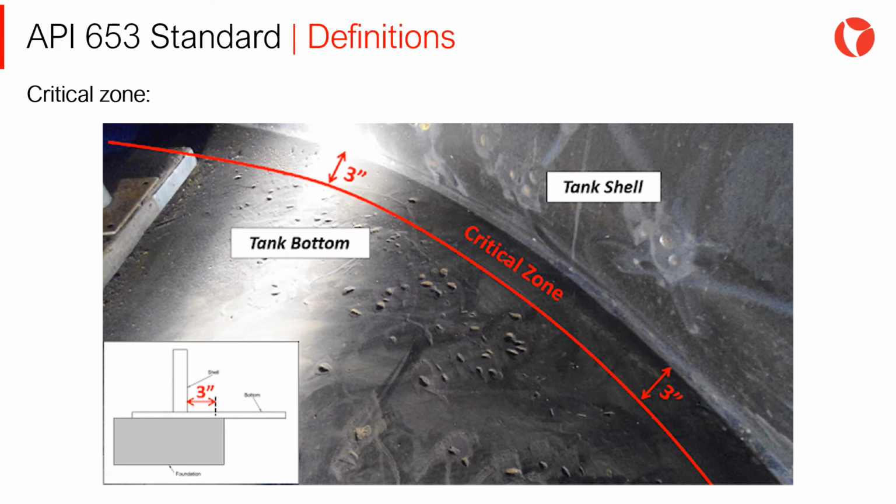The critical zone defined before can now be seen on the screen. As you can see, it is a line that is parallel to the shell to bottom joint and separated 3 inches away towards the center of the tank.